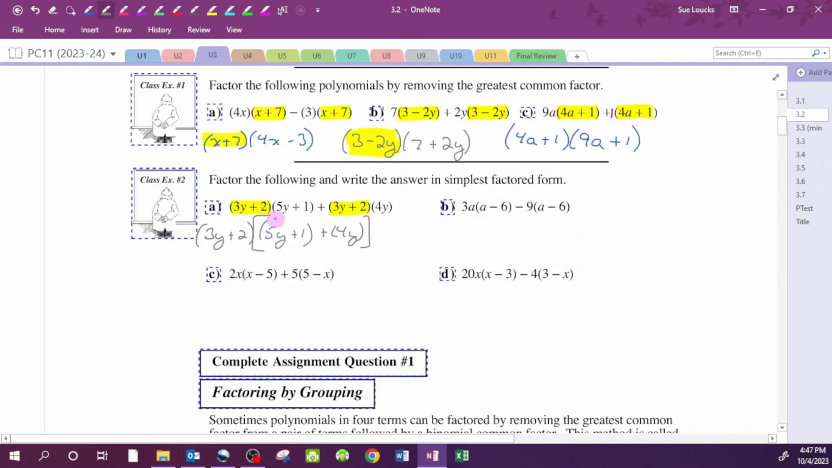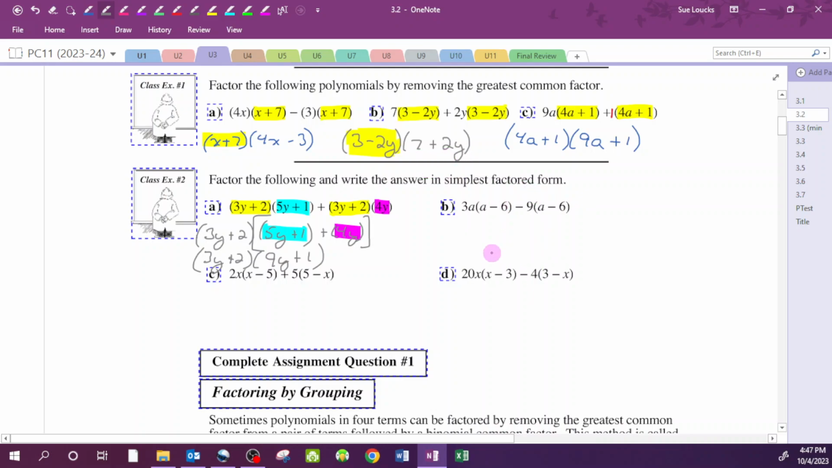So I just put them in brackets, so maybe I'll even color them so you can see that the 5y plus 1 came from here and the 4y came from here. Okay, that's what's left over. And then I can simplify that part. I've still got the 3y plus 2. That's not going to change. But I can simplify this. 5y plus 4y is 9y plus 1. Okay.